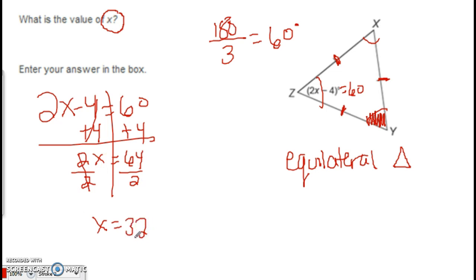So in this case, x would equal 32. And our goal was to find the value of x, so that is our answer.